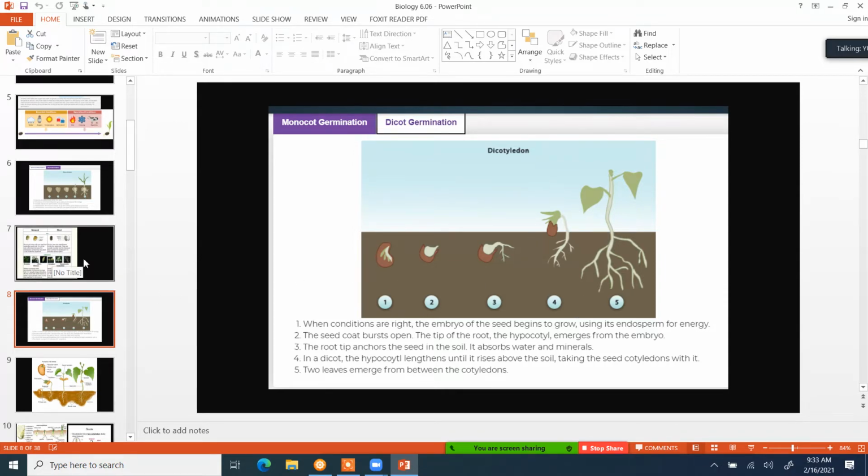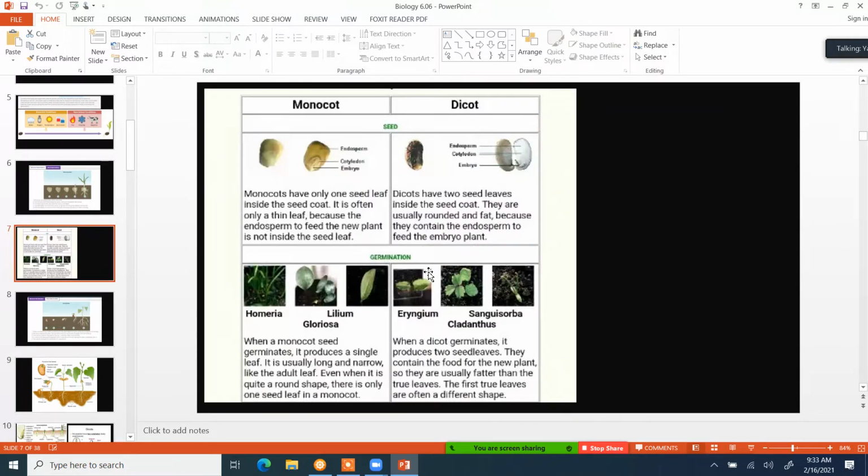All right, let's review this page over here. So you have monocot versus dicot. Monocots, again, only have one seed leaf inside the seed coat. It is often a thin leaf, right? Because remember, it does not have the endosperm within its leaf, so it's going to be a thin leaf. Dicots have two seed leaves inside the seed coat, and they are usually rounded and fat because they contain the endosperm to feed the plant. So they're going to have thicker leaves, right?